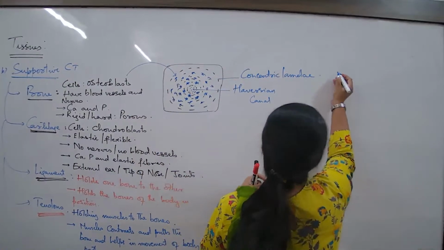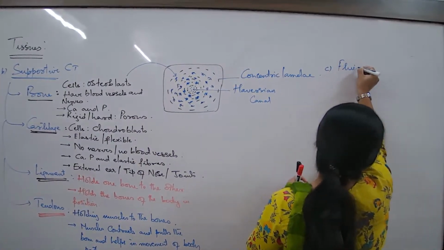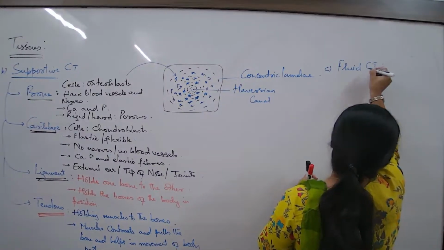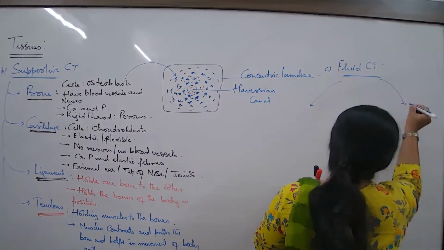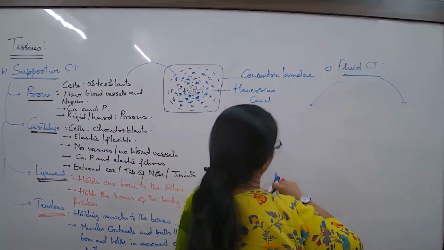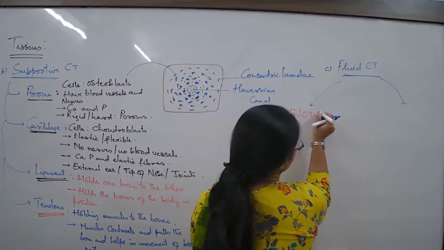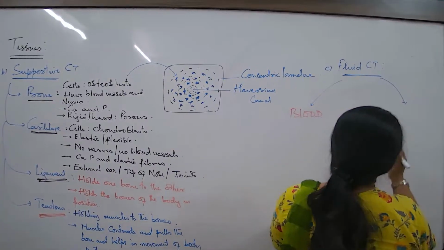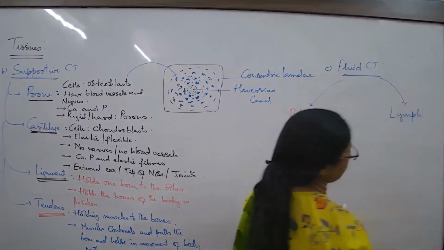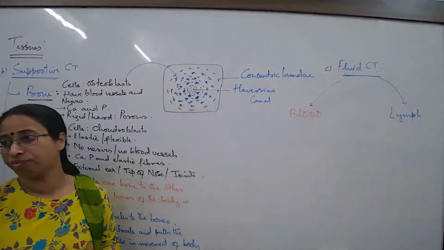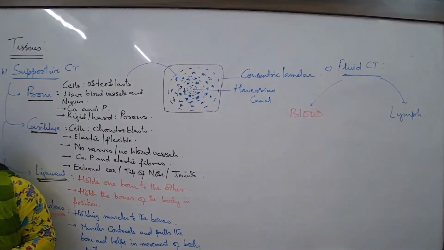Next we talk about the third category, the fluid connective tissues. Again, two types. What are the two types of fluid connective tissues? One is the blood and the other is the lymph. Blood and lymph.